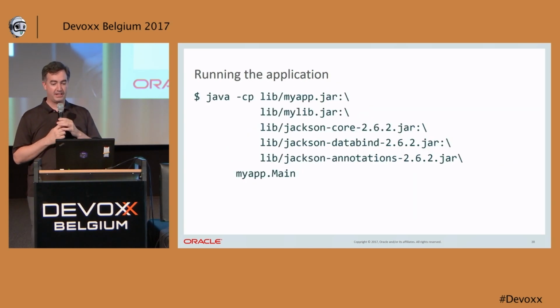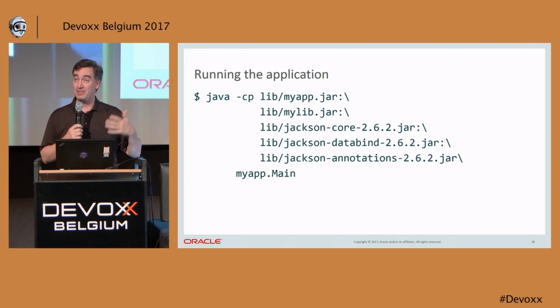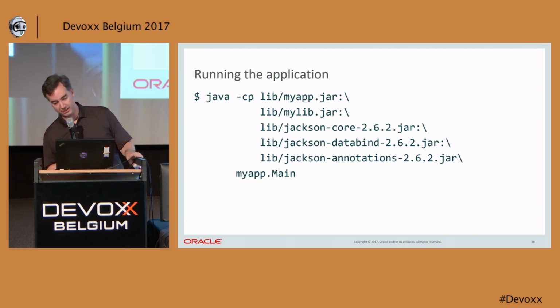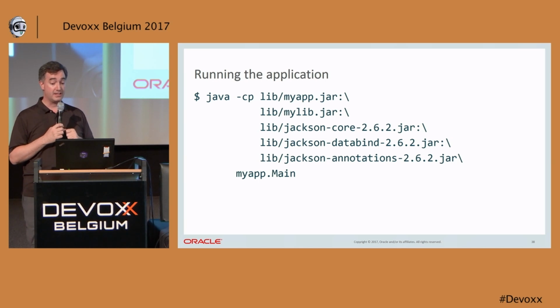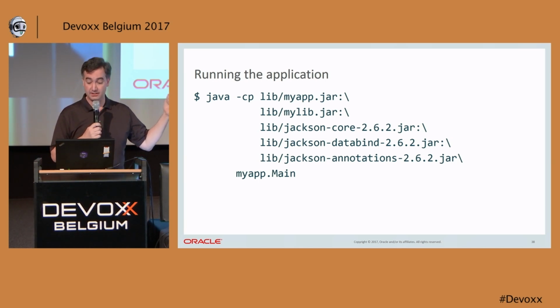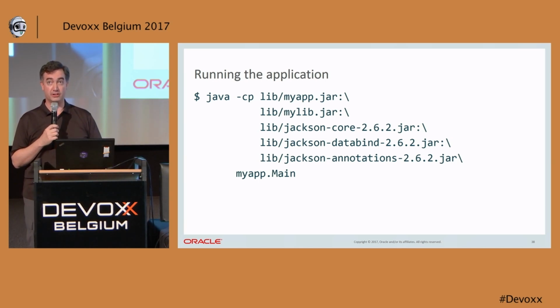This is how we'd run the application today. We've got to set up the lib directory to include our application jars and our library jars and point the class path at them, then run using the Java launcher. One of the things we gain by modularizing is not having to list dependencies on the command line or in a script.